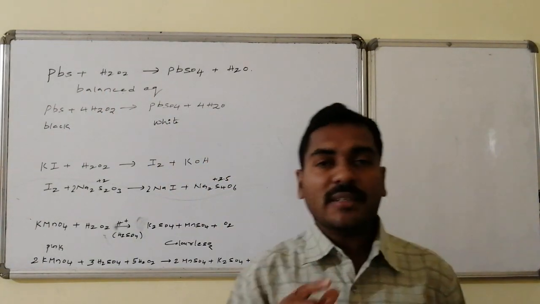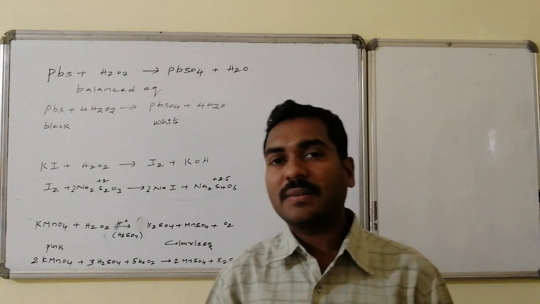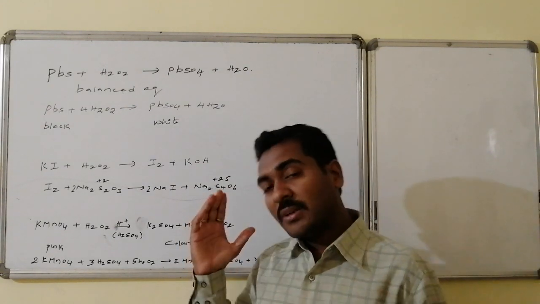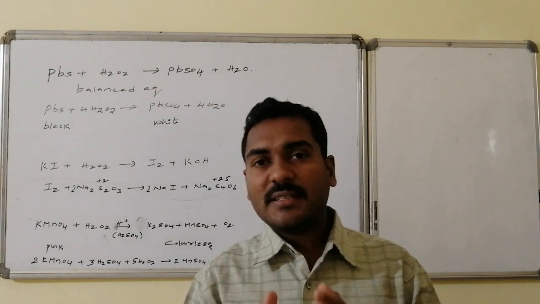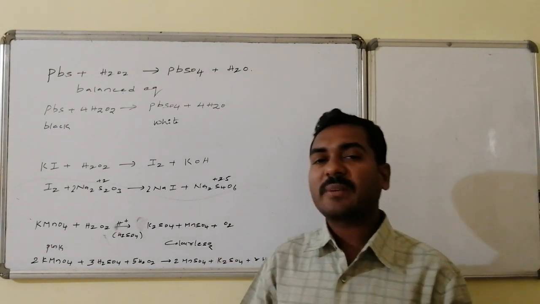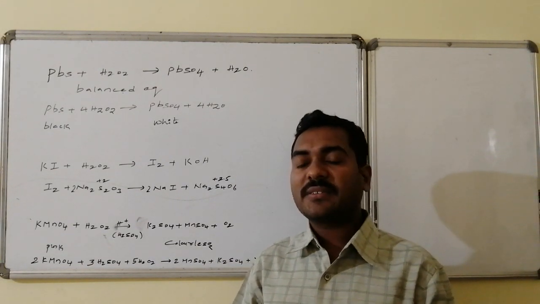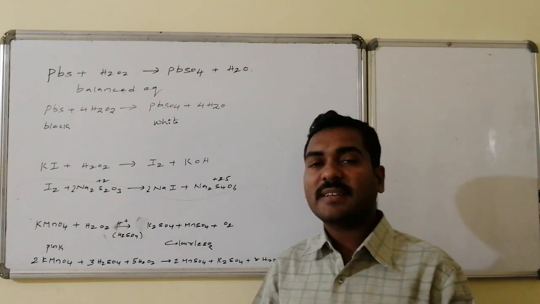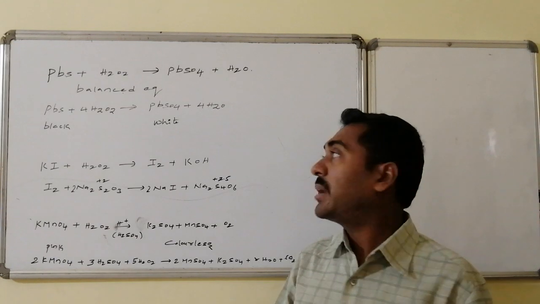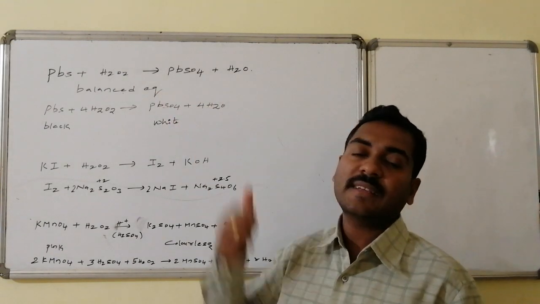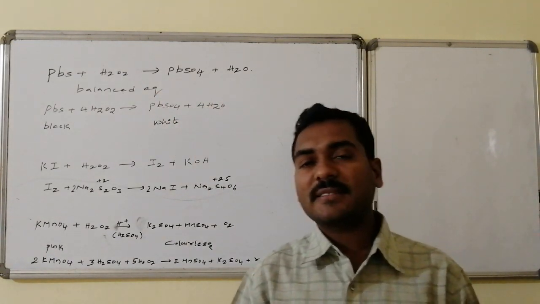Sulfur of -2 oxidation state, that is the sulfide of the starting material, is converted to sulfur of +6 oxidation state, that is, sulfate formation takes place. In hydrogen peroxide, every oxygen has -1 as the oxidation state. That -1 oxidation state is converted to -2 in water as well as the sulfate. Thus it is a redox reaction.